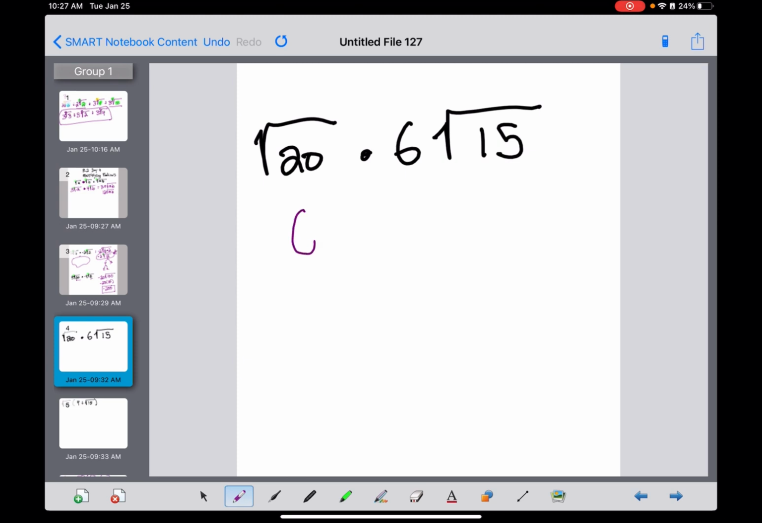So we can go ahead and multiply them. So that gives us 6, and then radical 300. That gets you eyes in the nose. Now I got to fix it.